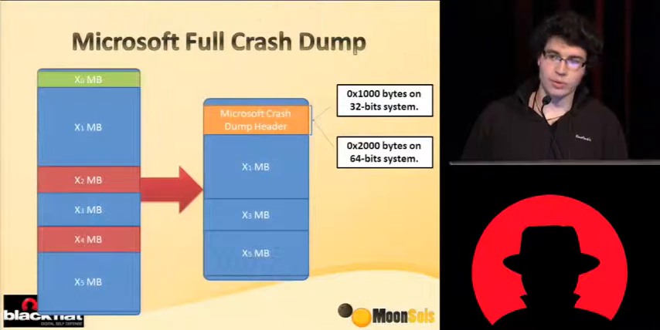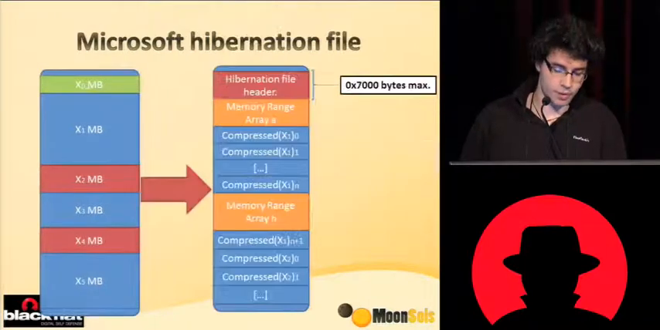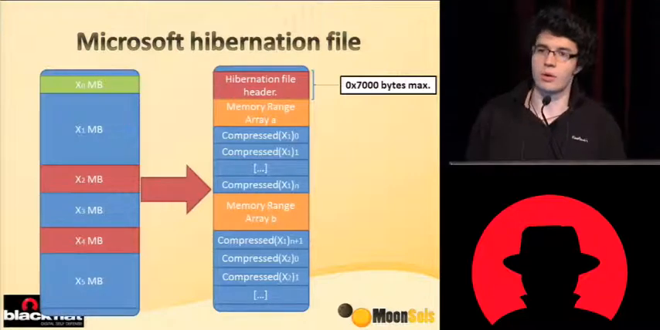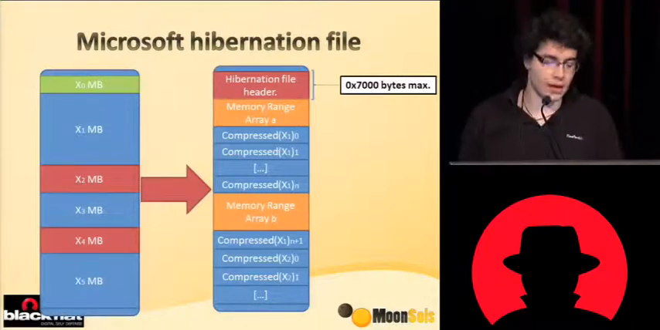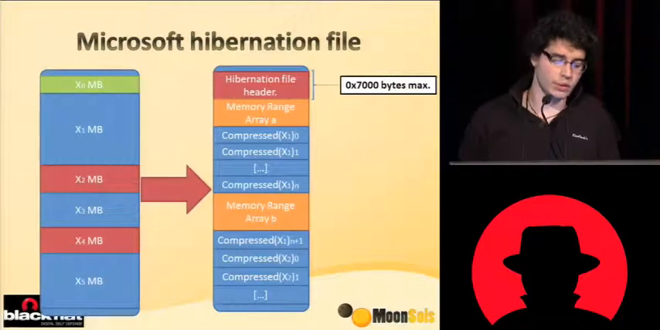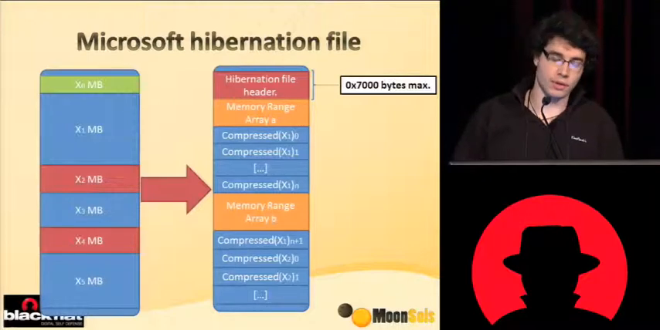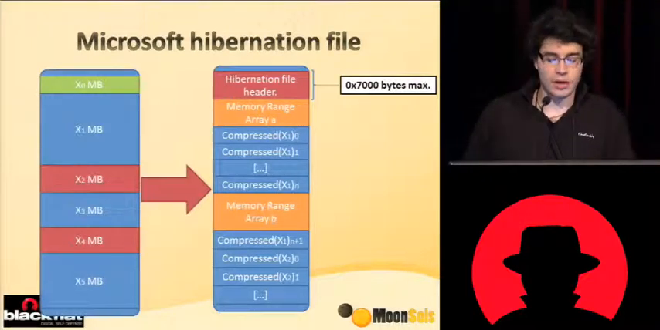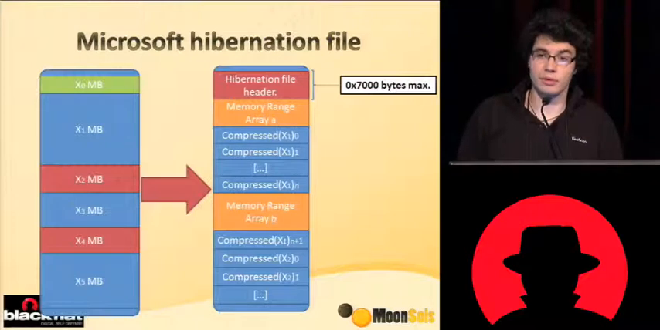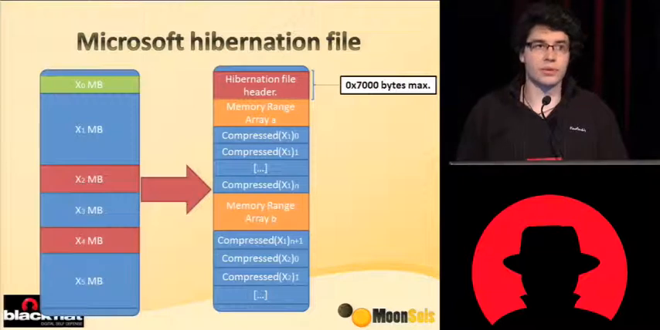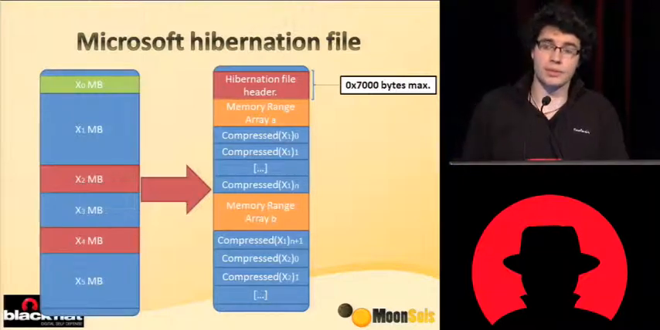The Microsoft crash dump is not compressed, which is not the case of the Microsoft hibernation file, which is really more complex. Like the Microsoft crash dump, it will only take the blue blocks and it will compress them in 64 kilobytes blocks. It's also using a file format, but this one is only used by the process which will resume the operating system state.